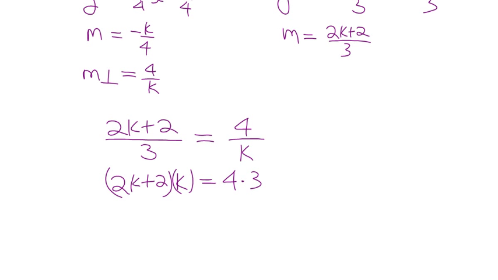Could you do it so it's negative k over 4 times 2k plus 2 over 3 equals negative 1? Yes, you could. I wouldn't. I think this is easier, but certainly that would work.